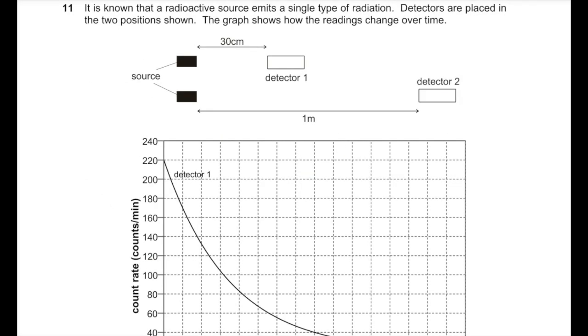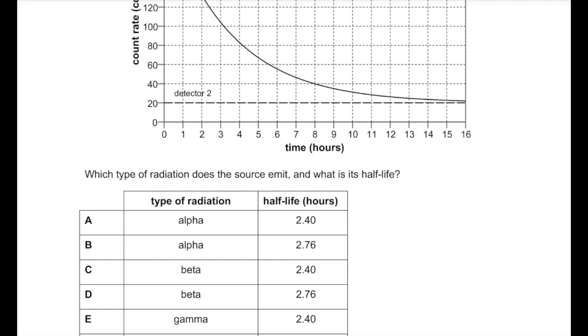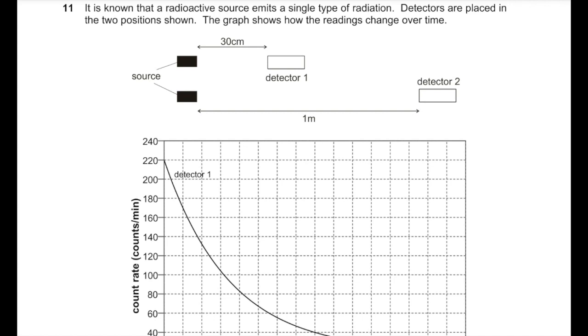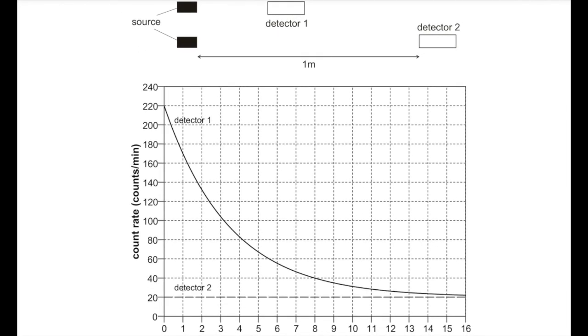Question number 11. It is known that a radioactive source emits a single type of radiation. Detectors are placed in 2 positions shown. The graph shows how the readings change over time. Which type of radiation does the source emit, and what is its half-life? So, this question is looking at our understanding of different types of radiation and what half-life is. So, what I'm first going to do is determine what type of radiation is being emitted by this source.